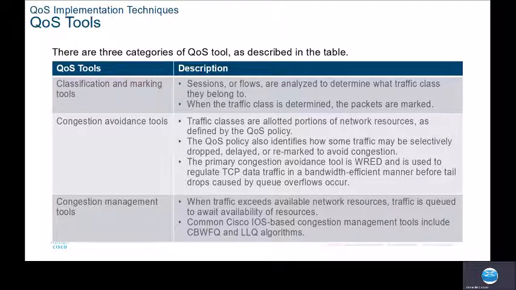All right, congestion avoidance tools. Traffic classes are allotted portions of network resources as defined by the policy. Policy also identifies how some traffic may be selectively dropped, delayed or remarked to avoid congestion. And so we can use that WRED that we were talking about in the previous slide, which is used to regulate TCP data traffic in a bandwidth efficient manner before tail drops caused by queue overflows. Congestion management tools: when traffic exceeds available network resources, traffic is queued to await availability of resources. Common management tools include your queuing algorithms, basically.